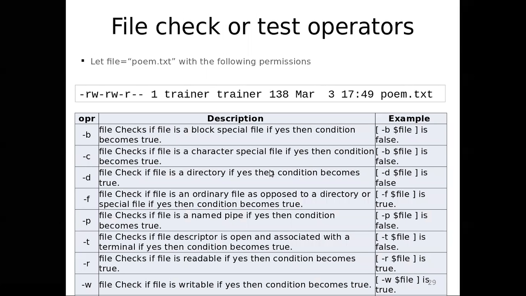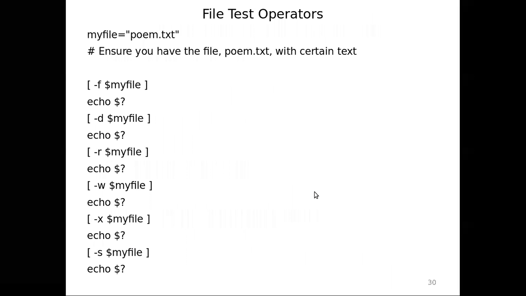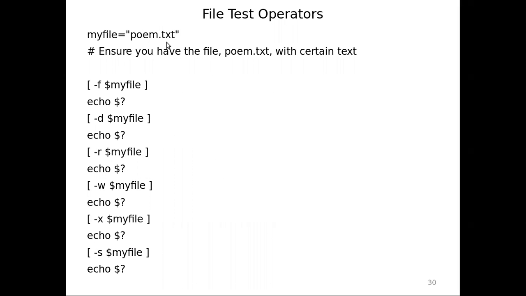Now, file test operator, same as whatever we have here, we are writing with the syntax, and the file we are assigning like this, and then we need to check like this. So this we have anyway done. Here we are writing in a script file. You experiment with the script file.